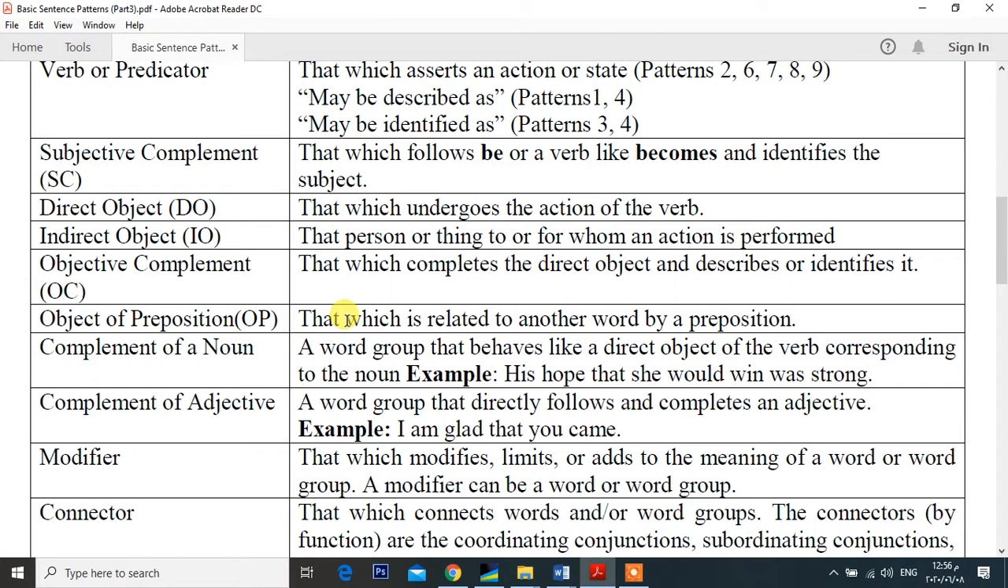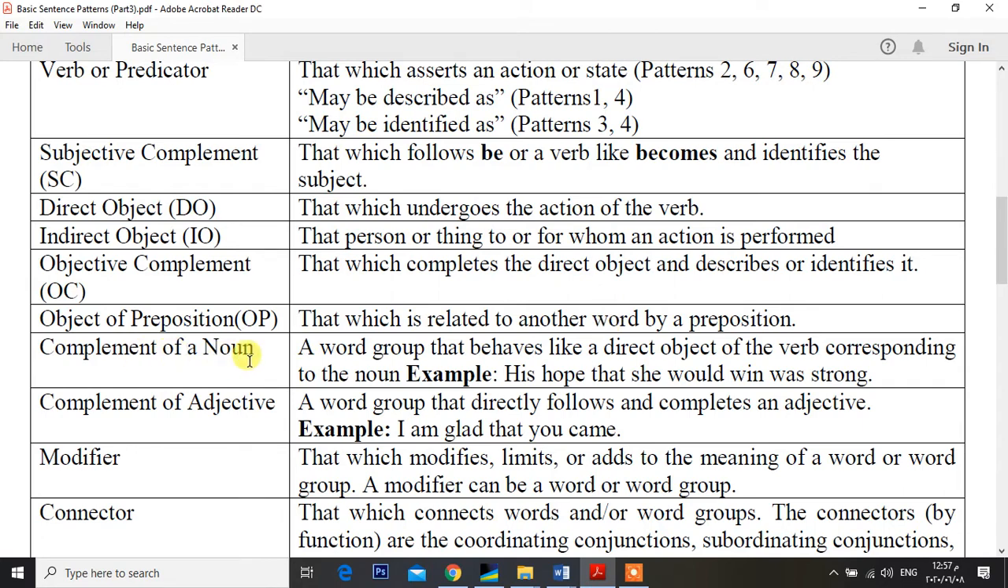I'll repeat the sentence. Can you see from where you sit? "Where you sit" here is an object of preposition. And the function of an object of preposition is what? That which is related to another word by a preposition. So it is related to another word by the preposition "from."